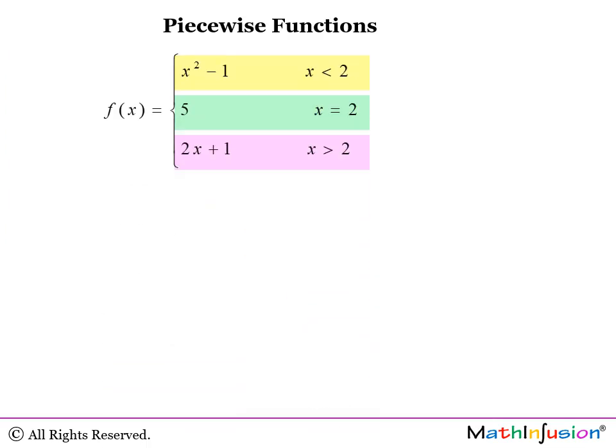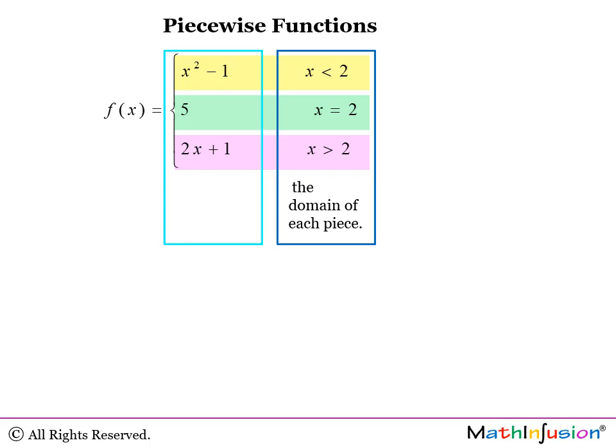Piecewise functions. Here is an example for a piecewise function. f(x) equals 3 different things at 3 different domains. When x is less than 2, f of x equals the function x to the power of 2 minus 1. When x equals 2, f of x is just 5. When x is more than 2, f(x) is 2x plus 1. This is the domain of each one of the pieces, and this is what you should apply to each x in the appropriate piece.